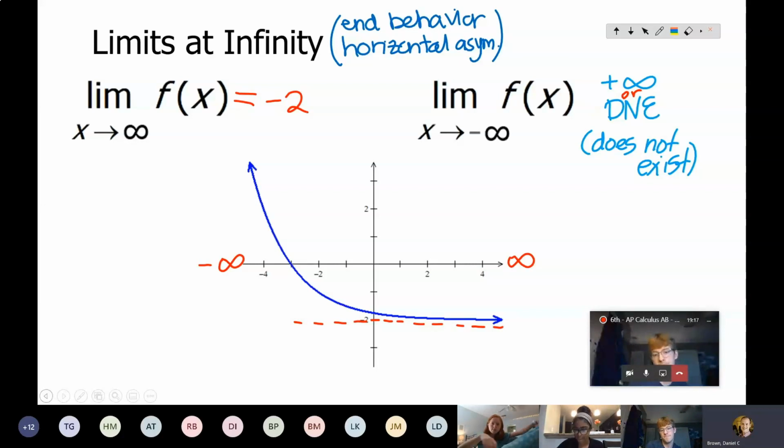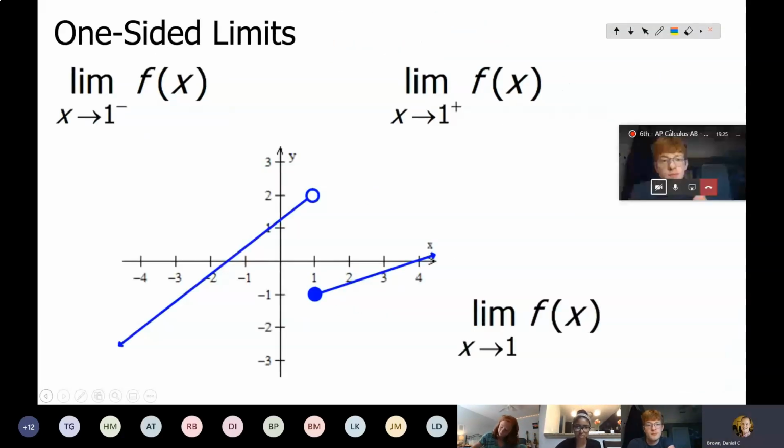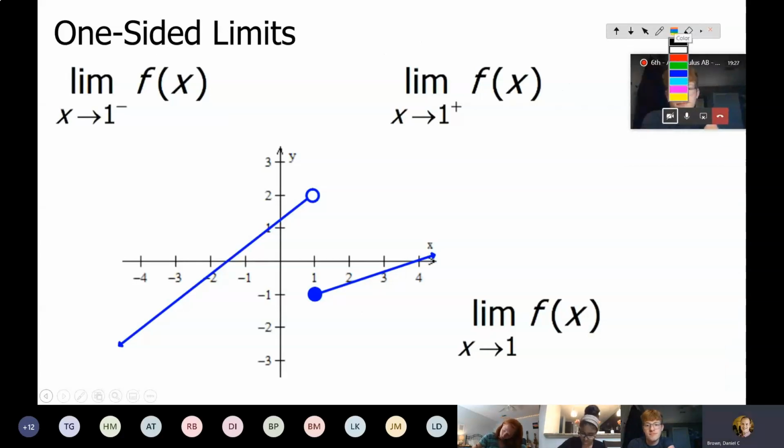So we have limits approaching a number. We have limits approaching infinity. We also have one-sided limits. And so with our one-sided limits, we have these little positive and negative signs kind of like in the exponent. In a one-sided limit, you only have to look at it from one side.